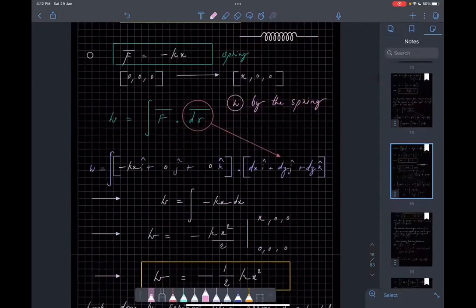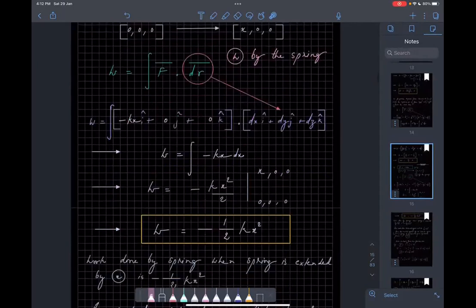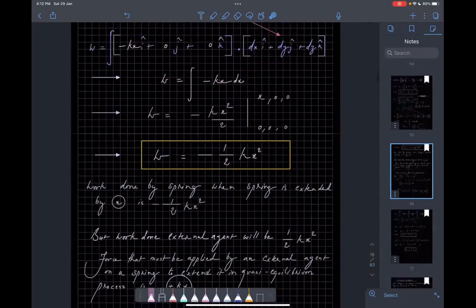How did you get it? Simple. This is 0, this is 0. I'm not worried about these terms, so only this term remains. So it is minus kx dx. K is constant, so k will come outside. Integral of x is x square by 2, and if I apply the limits, it will be minus half kx square. Clear? This is the work done by the spring when you extend it by x. The j and k components are 0.